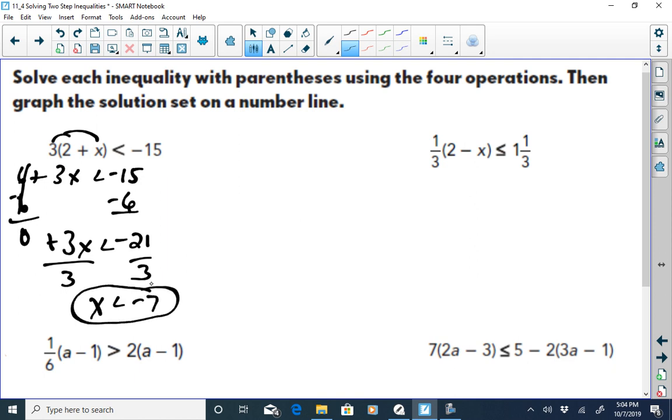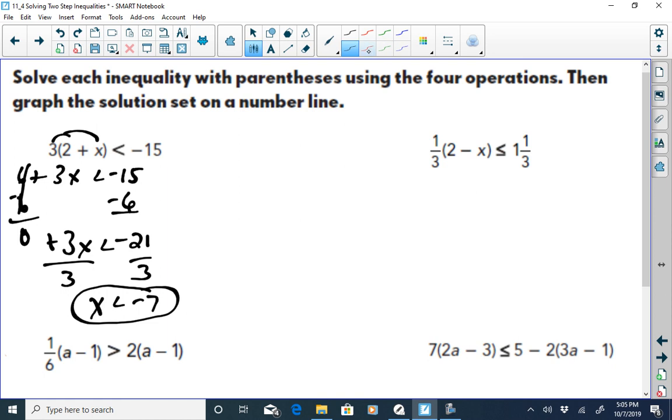Now I'm not sure about that, so let's check it. So I'm going to replace a value that's less than negative 7. I'm going to try negative 10. 2 plus negative 10 is negative 8. 3 times negative 8 is negative 24. Is negative 24 less than negative 15? Yes, it is. So I feel pretty good about that.